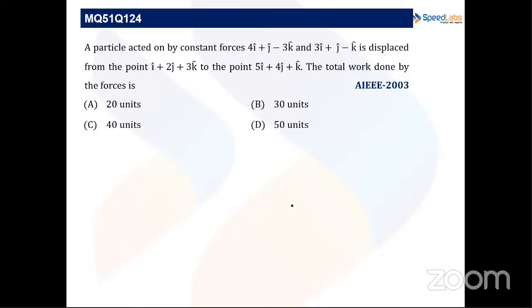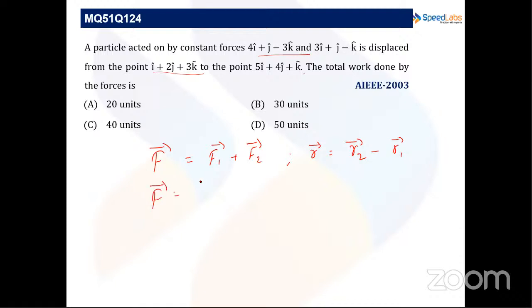Now we are given that the particle is acted upon by constant forces. We are given the two forces here and it is displaced from this point to this point, and we need the total work done. This is a very simple question. You have to just find the resultant force, that is by adding these two forces, and you have to find the displacement, that is by subtracting the final position vector minus the initial position vector.